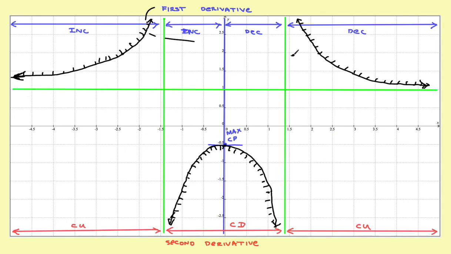And just remember, although a critical point and an inflection point can't strictly exist at an asymptote, if you treat the asymptote in your graph, it actually behaves as if it could be an inflection point or a critical point. In other words, the increasing and decreasing can change and the concavity can change. So there's an example of a function with asymptotes.